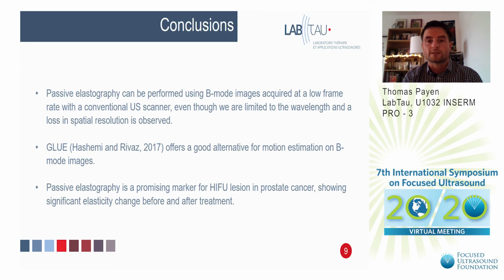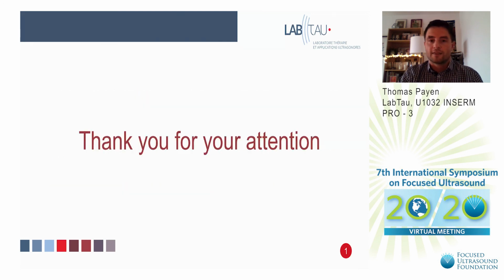In conclusion, we performed passive elastography on B-mode images acquired at a slow rate, and we were able to get elasticity results, even though we were limited to the wavelength maps, and there was a loss in spatial resolution. The GLUE technique is a good alternative for motion estimation on B-mode images. And finally, passive elastography is a promising marker for HIFU lesion in prostate cancer. Thank you very much.